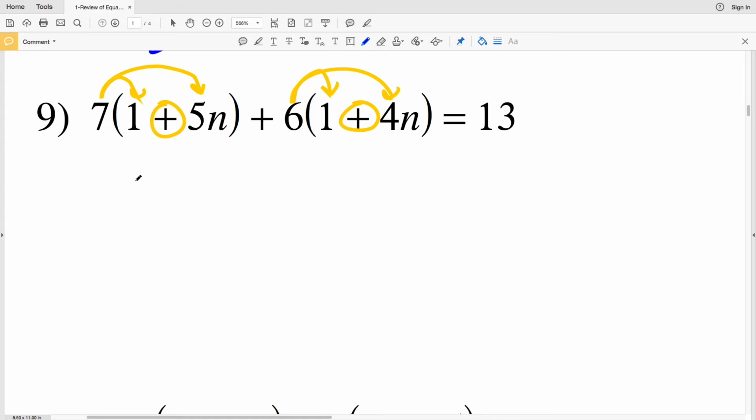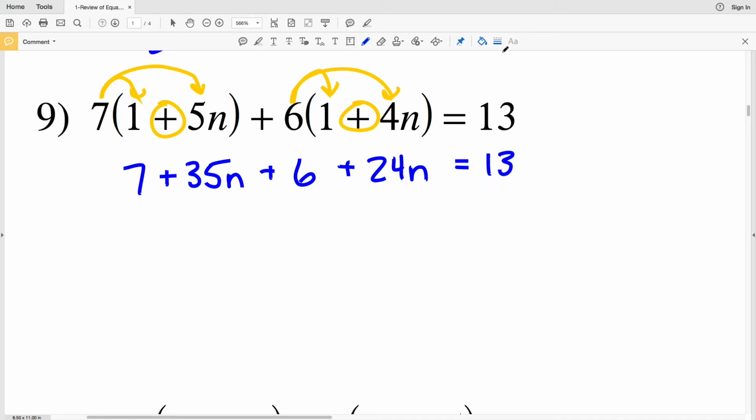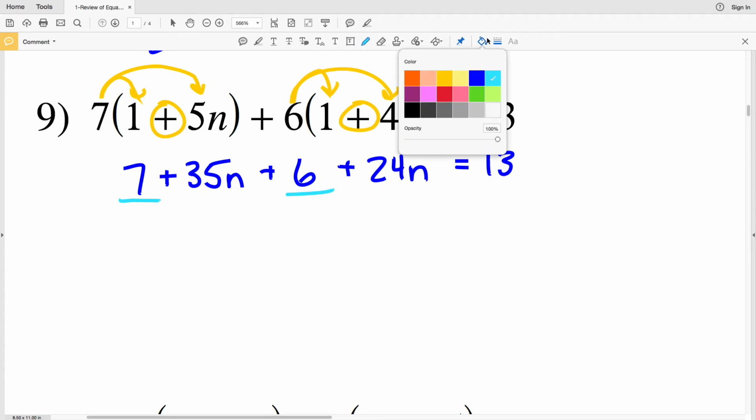So I have 7 times 1, which is 7, plus 7 times 5n, which is 35n, plus 6 times 1, which is 6, plus 6 times 4n, which is 24n. And that is all equal to 13. Now I'm going to combine like terms. I have a 7 and a 6 that I can combine, and I also have a 35n and a 24n.